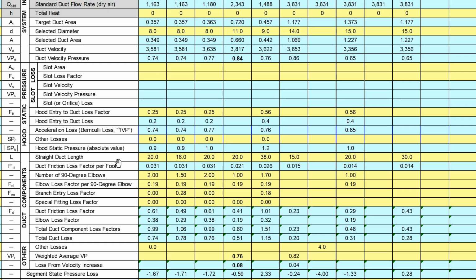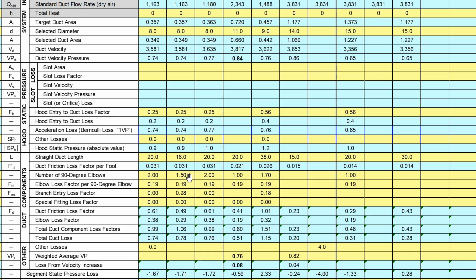We get into our straight duct length, however, we only have 16 feet of duct instead of 20. So even though our F prime sub D remains unchanged, our F sub D is going to change because, again, our F sub D is our F prime sub D times our length. So our F sub D drops from 0.61 to 0.49.